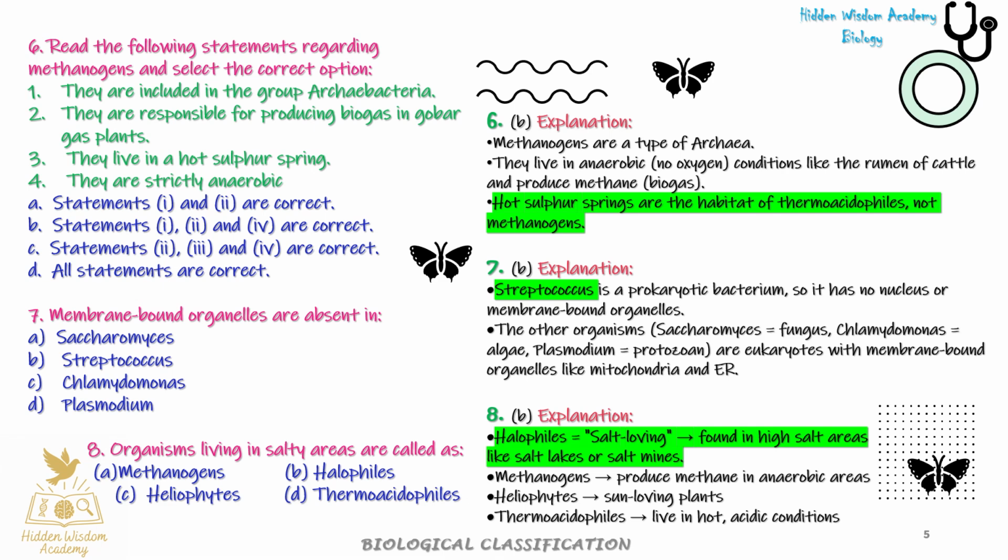Explanation: Halophiles are salt-loving. They are found in highly salty areas like salt lakes or salt mines. Methanogens produce methane in anaerobic areas. Heliophytes are sun-loving plants. Thermoacidophiles live in hot, acidic conditions. So, option B is the correct answer.